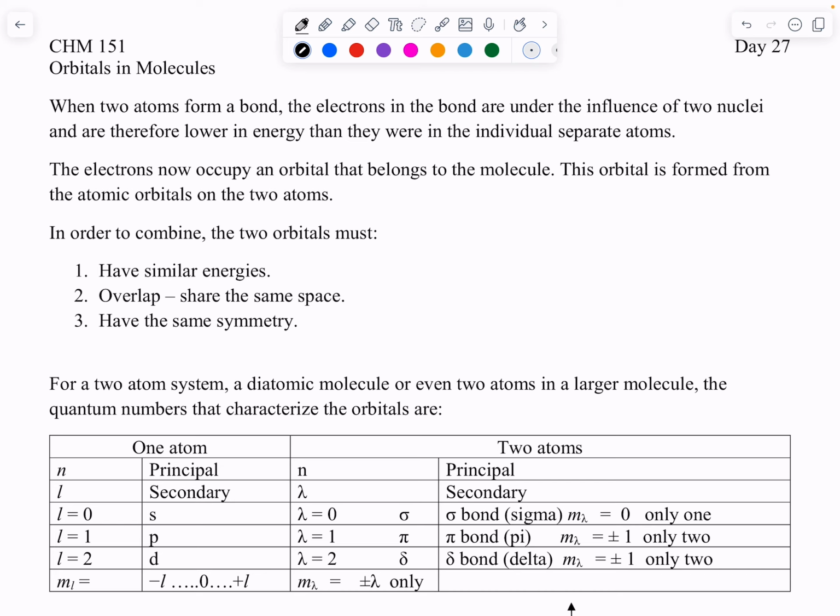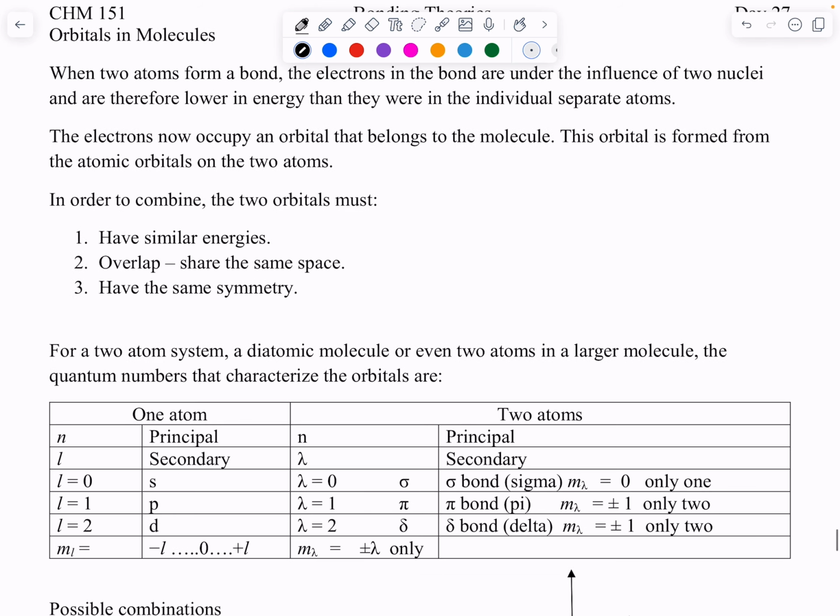Right now we're worried about which orbitals in space combine. They have to have the same energies, the same space, and the same symmetry. What does all this mean? Well, let's just talk about the combinations: one atom and the quantum numbers versus two atoms and the quantum numbers.